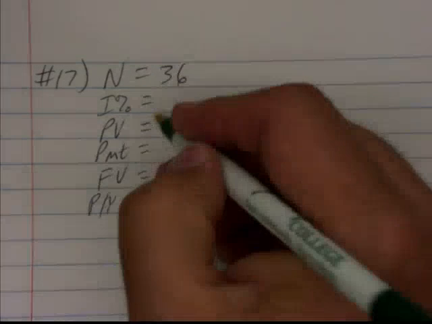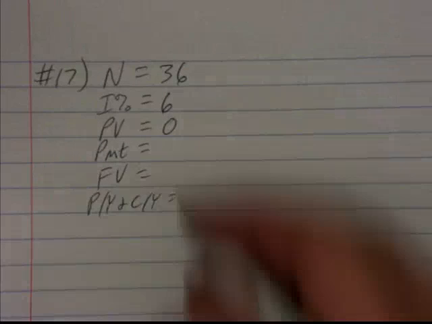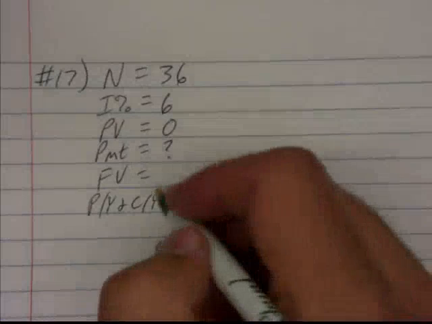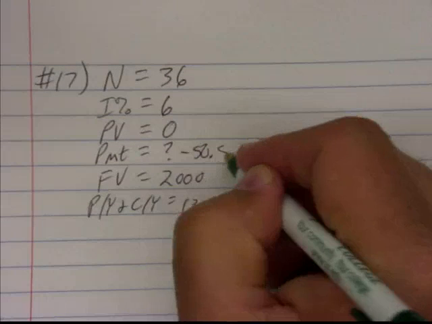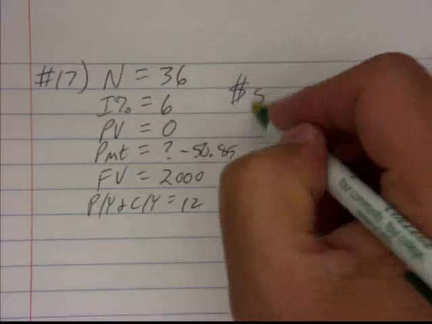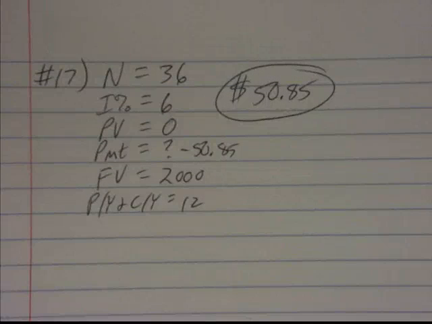Your interest rate is 6%. Your present value is 0. Your payments, you don't know what those payments are going to be. And your future value is you want to bring that up to $2,000. And your payments and compoundings are going to be monthly. So you plug that into the calculator and calculate your payment, and your payment should be negative 50.85 when you round it off. It's a negative because it's coming out of your pocket. Alrighty. So that is going to be your monthly payment in order to have $2,000 after 36 months.